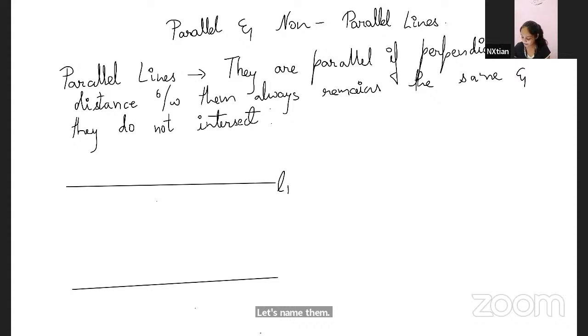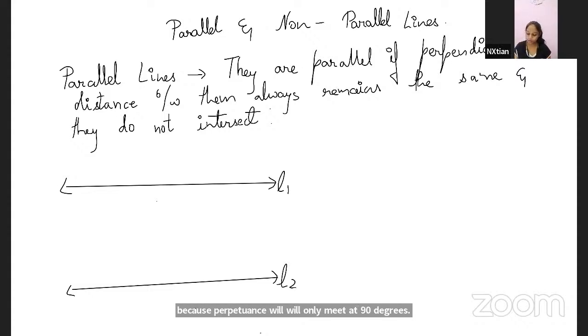L1 and L2. Isn't that actually kind of perpendicular? It looks different. Ma'am, it's not perpendicular, because perpendicular lines will only meet at 90 degrees. They are not intersecting, they are parallel. And what is perpendicular distance?